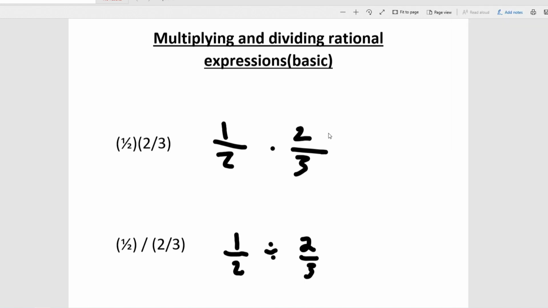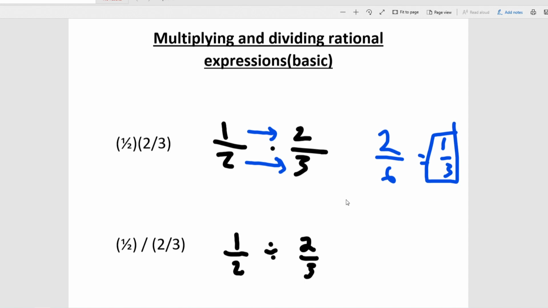So just 1 times 2, 2 times 3, and you can simplify your final answer by finding a common factor that you can divide out to 1. 2 divides out, so we end up with, which is both of those divided by 2. I know, crazy lesson, right?